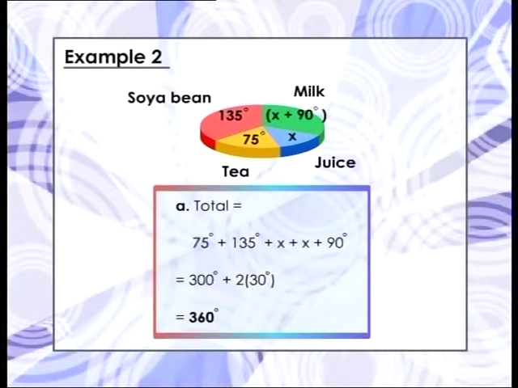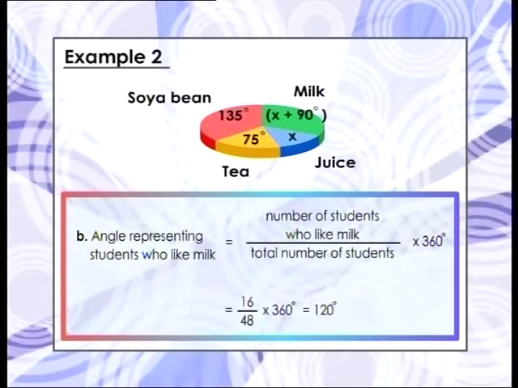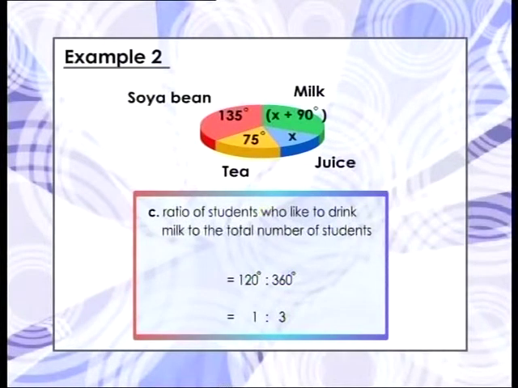Step 4. Checking the answer. A. Total equals 75 degrees plus 135 degrees plus X plus 90 degrees equals 300 degrees plus 2 times 30 degrees equals 360 degrees. B. Angle representing students who like milk equals number of students who like milk divided by total number of students times 360 degrees equals 16 divided by 48 times 360 degrees equals 120 degrees. C. Ratio of students who like to drink milk to the total number of students equals 120 degrees to 360 degrees equals 1:3.